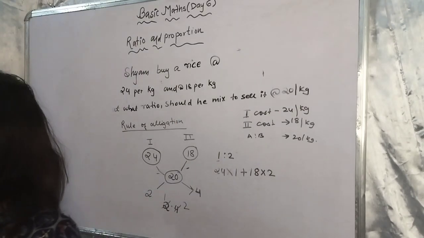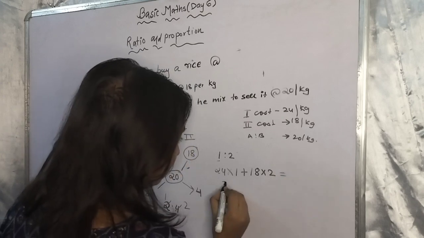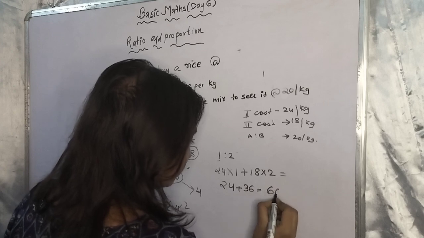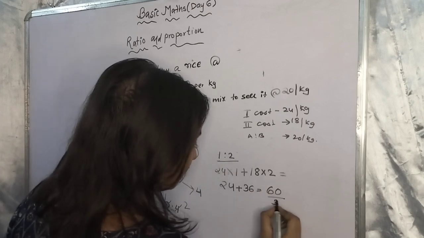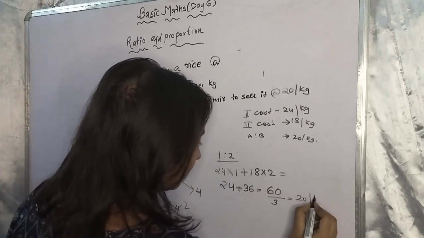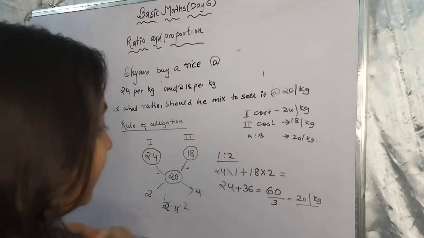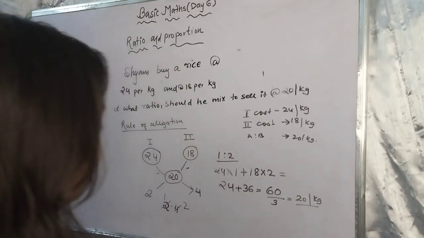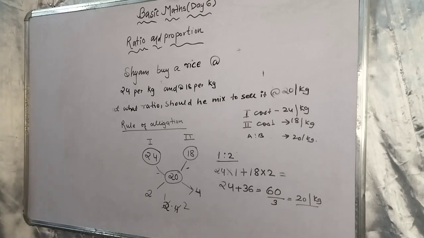Fine. So we will have 24 plus 36, that is 60. The total quantity of rice is 2 kg plus 1, which is 3 kg. So that is 20 per kg. So when we mix in the proportion of 1 is to 2, then we can sell this rice at 20 per kg. Fine. So this is how we do this type of question.